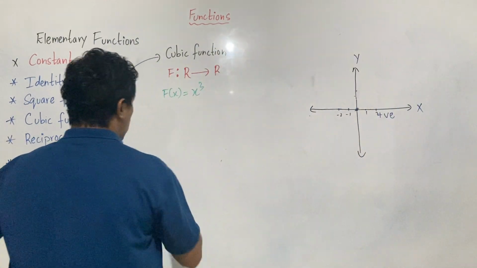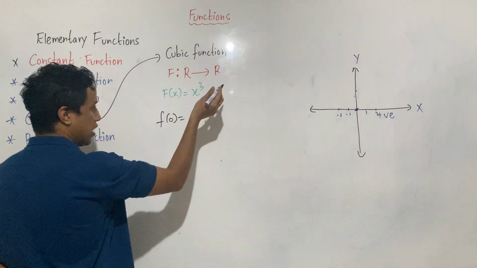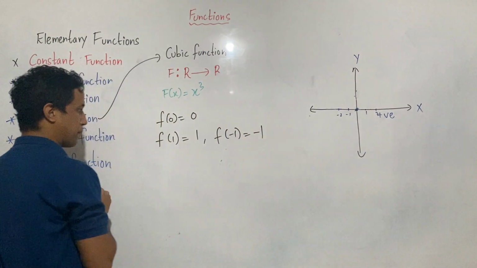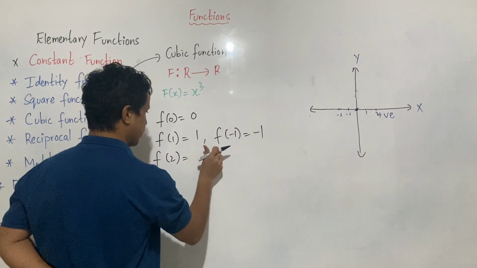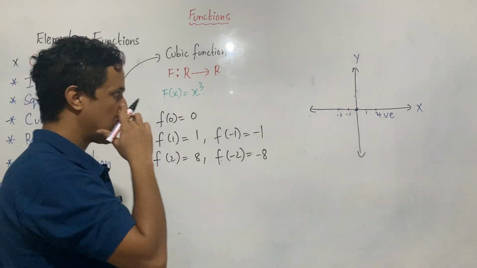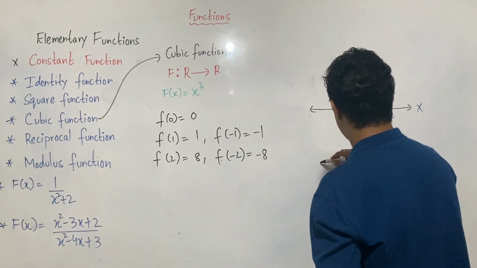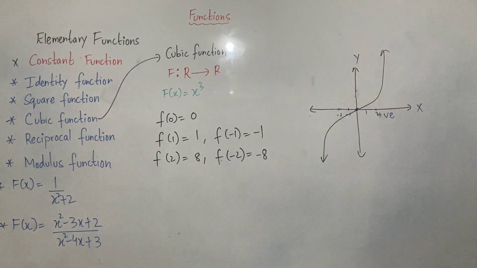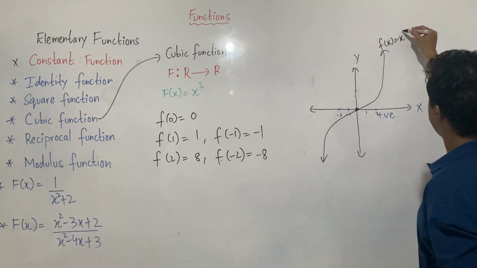Here, if you look at what possible values of x it can take, for 0, it's going to be 0. If you put x = 1, then it will give you 1. If you put x = -1, you will get y = -1. If you put x = 2, y is going to be 8, and for x = -2, you will get -8. So your cubic function is going to be something like this. This is your cubic function, which is f(x) = x cubed.